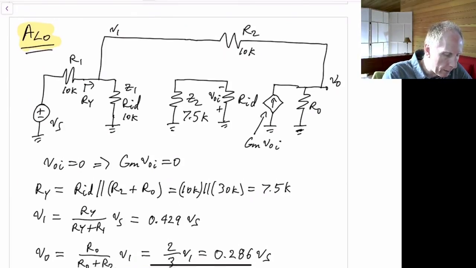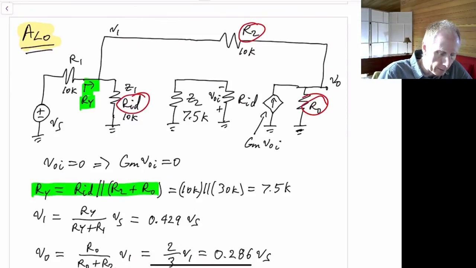To do that, we can find the impedance R sub Y looking into this part of the resistor network. That's just going to be R sub D in parallel with R2 in series with R0. So it becomes this formula here, which works out to be 7.5 kilo ohms. So 7.5 kilo ohms is the impedance we see right at RY.